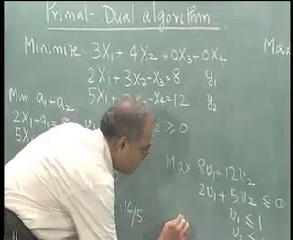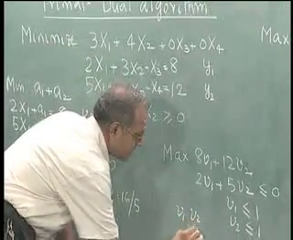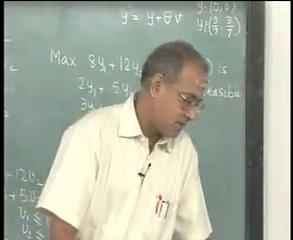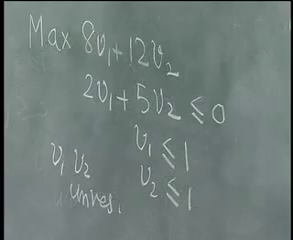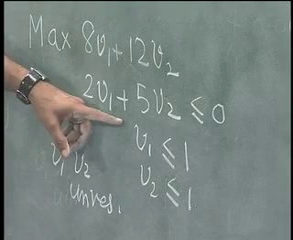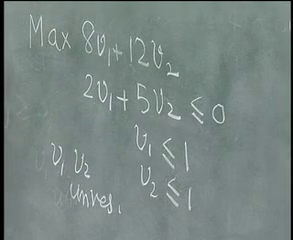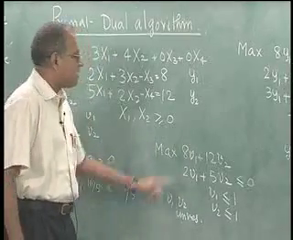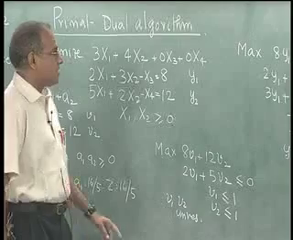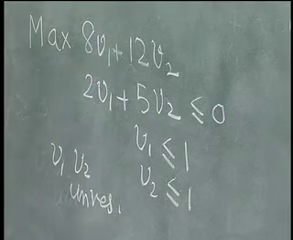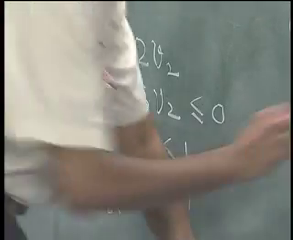V1 V2 unrestricted in sign. So, we have this particular: 2 V1 plus 5 V2 less than or equal to 0, V1 less than or equal to 1, V2 less than or equal to 1. So, we have to solve this to try and get the optimum solution to this. We can either solve this by the simplex or we can solve this by the graphical method, because we have only two variables that are here. So, we will quickly try and solve it using the graphical method.